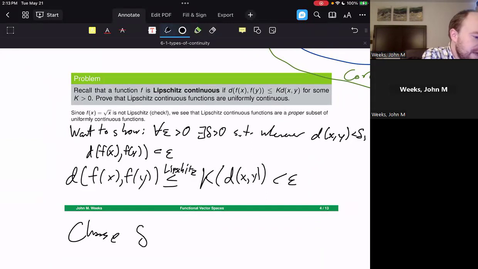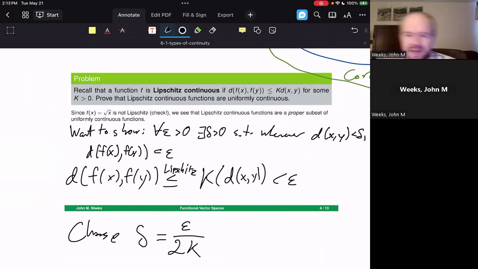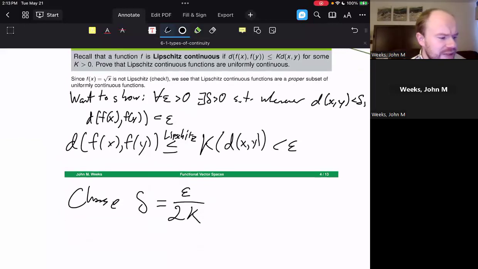My choice of delta is equal to epsilon over, we could write k, but we'd get less than or equal to for our formulas. We know that less than or equal to is okay, but just to be clear, I'll write 2k in the denominator. The only reason for the 2 is so that I end up getting to write a less than sign rather than less than or equal to all the way through. So I'll choose delta to be equal to epsilon over 2k.